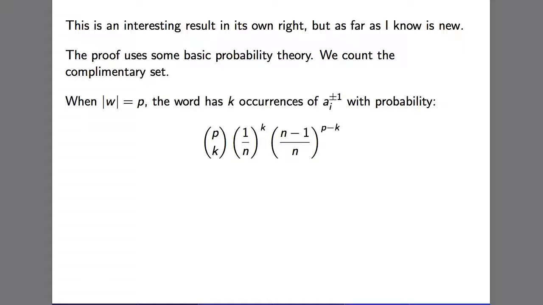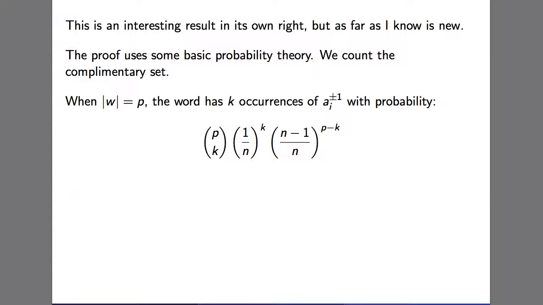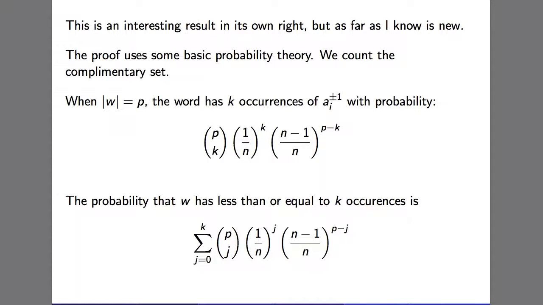They will be AI with this probability, 1 over n. There's K of them, so we take the power K. And then the rest of them, we are restricting to not be AI, so they are not AI with this probability. And this is the probability that the word has exactly K occurrences. The probability that it has less than or equal to K occurrences is this sum. You just take this and you sum starting at 0 and going up to whatever the K is.